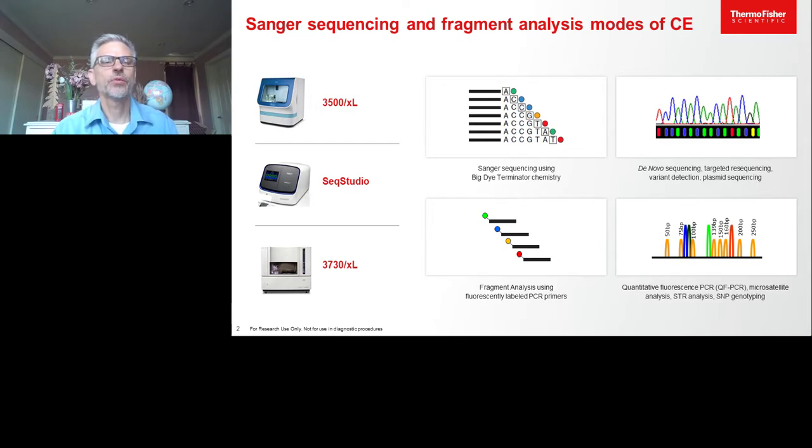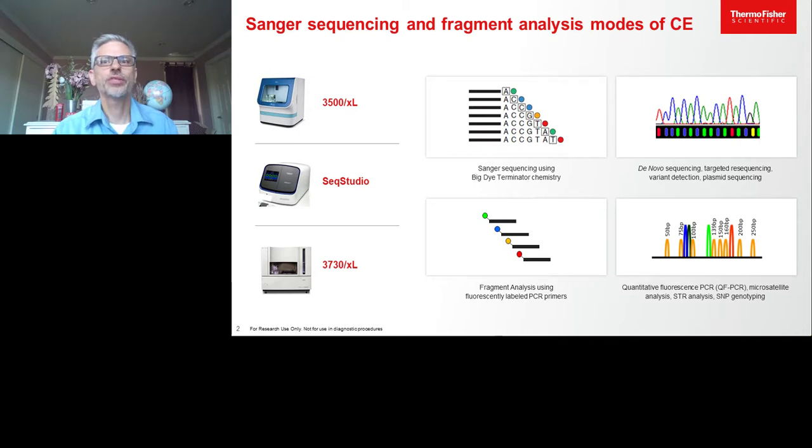needs of users. So we have a high throughput system, the 3730, which has 96 capillaries and an integrated plate loader. We have a medium throughput system, the 3500 XL, which is either an 8 capillary system or a 24 capillary system, and also exists as a US IVD and CE IVD approved system. And then we have the latest addition to our instrument portfolio, which is the SeqStudio system, which is a benchtop instrument, very easy to use, and a 4 capillary system.